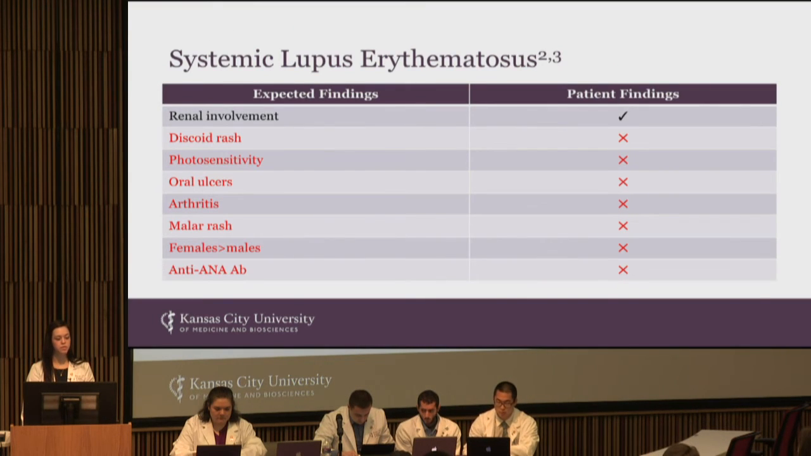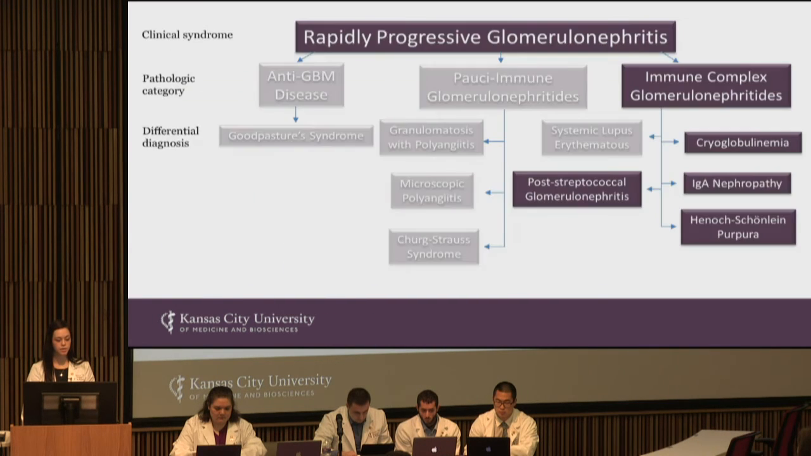When considering the possibility of a diagnosis of systemic lupus erythematosus, our patient had renal involvement, but none of the other characteristic findings for a patient with systemic lupus erythematosus. Further, he had a negative anti-ANA antibody test result, making a diagnosis of systemic lupus erythematosus unlikely.